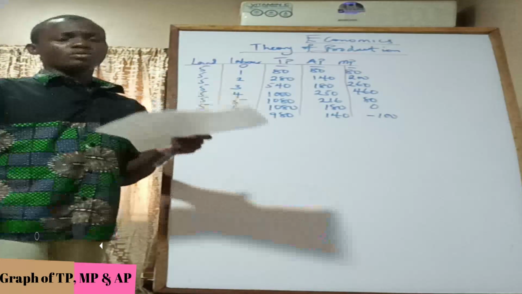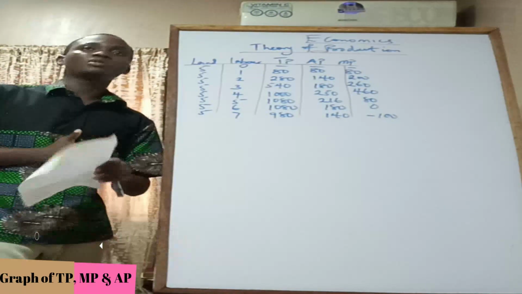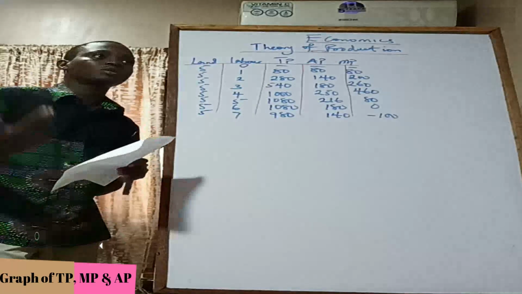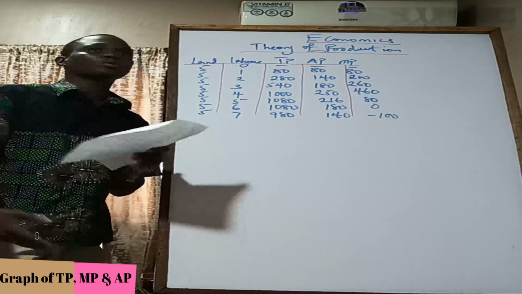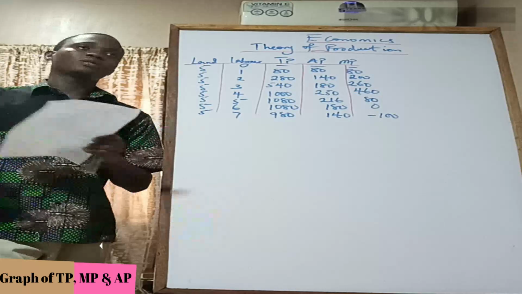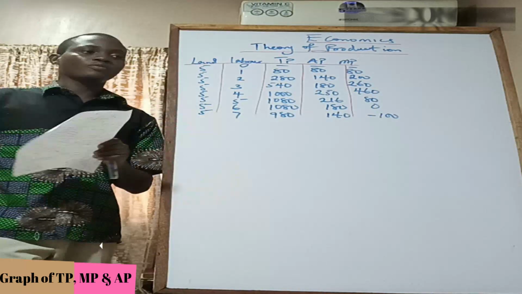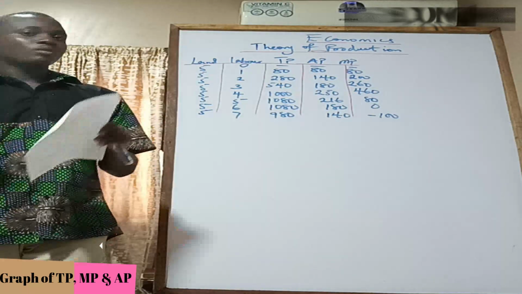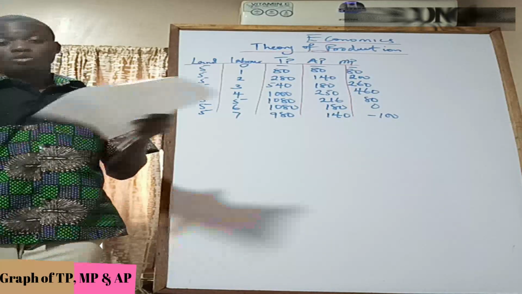So how do you now know whether your variable factor of production is yielding increasing returns, decreasing returns, constant returns or negative returns? What we need to check is our marginal product. So for you to answer that question, you need to check your marginal product. And then you know what marginal product is.